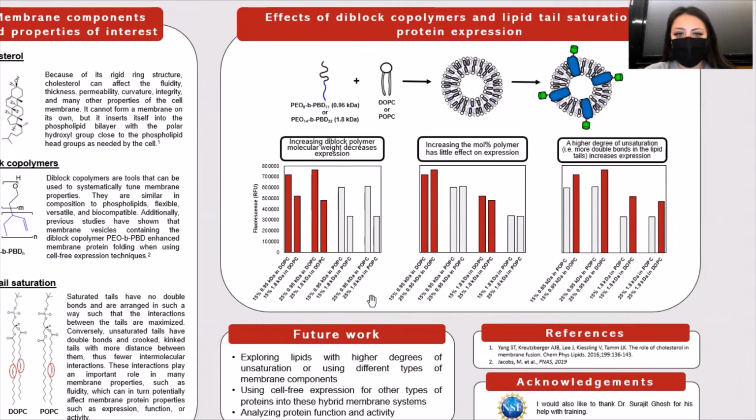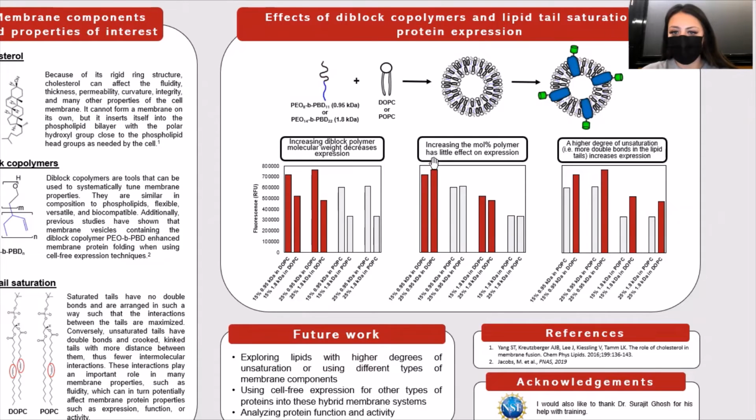Here we can see that increasing the block copolymer molecular weight decreased our expression. On the x-axis here, between 15% of the short polymer in DOPC and 15% of the long polymer, we can see that the long polymer resulted in lower expression. And we can see this throughout the data set. Whether it's 25% of the long versus short in DOPC, the long had less expression. And that is true for POPC as well.